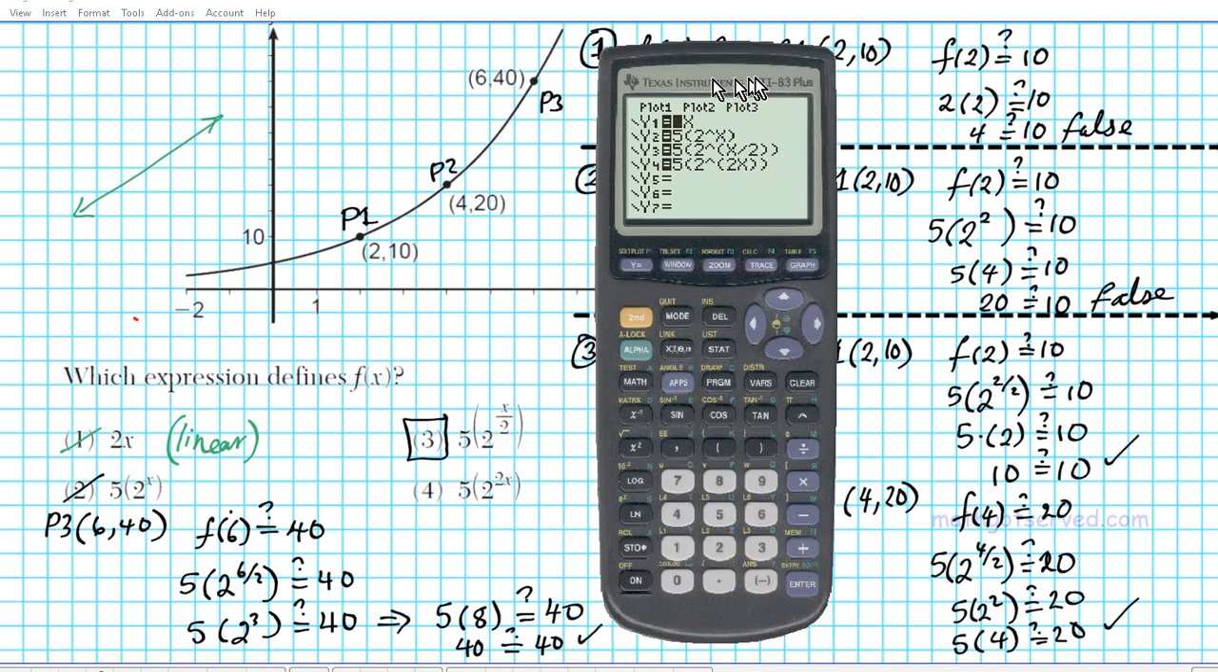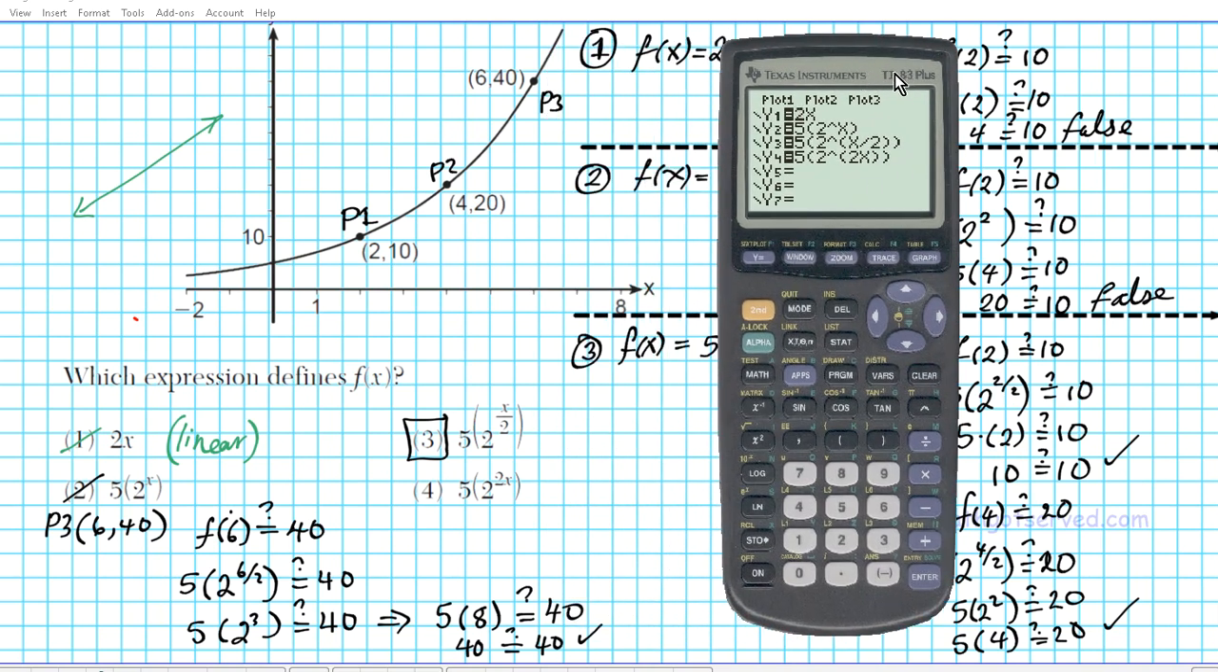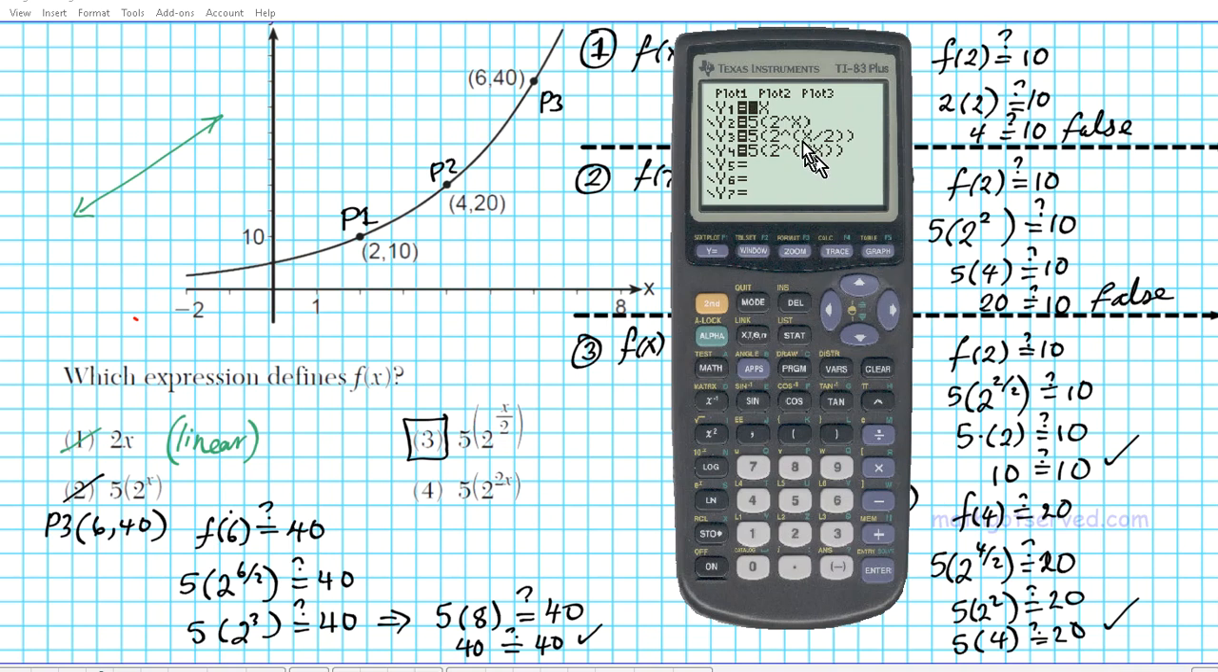Okay, there was something wrong with my previous calculator, so I'm switching to a different one. Anyway, I have everything entered in the second calculator, and then table setup.